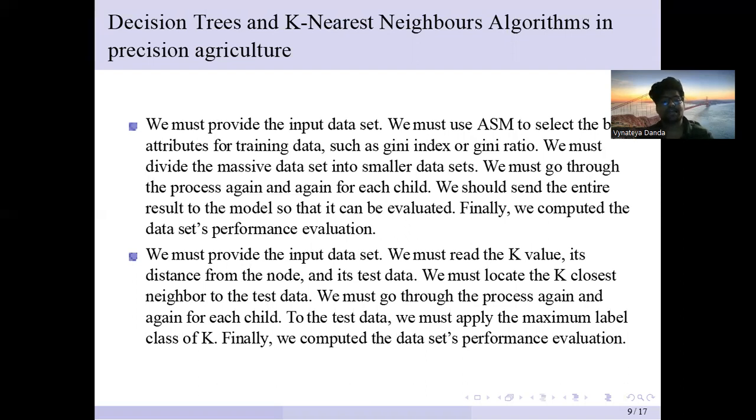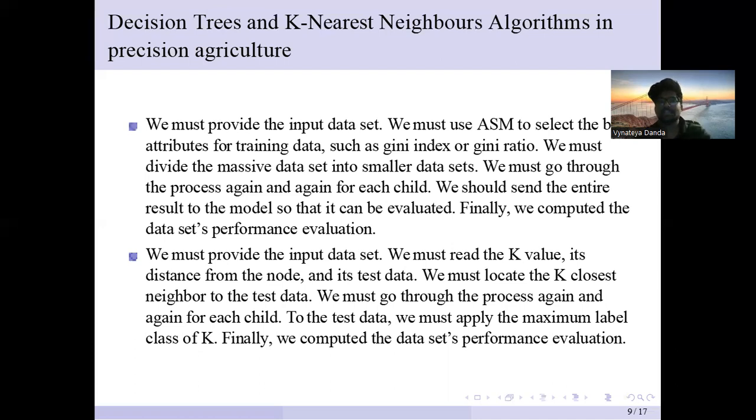And we must divide the massive data set into smaller data sets here, and also we must go through the process again and again for each and every child node. We should send the entire result to the model so that it can be evaluated. Finally, we computed the dataset's performance evaluation.